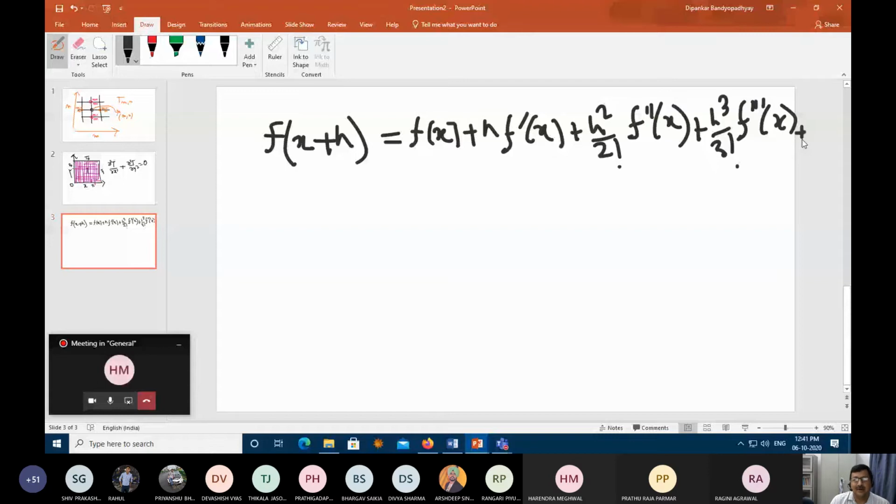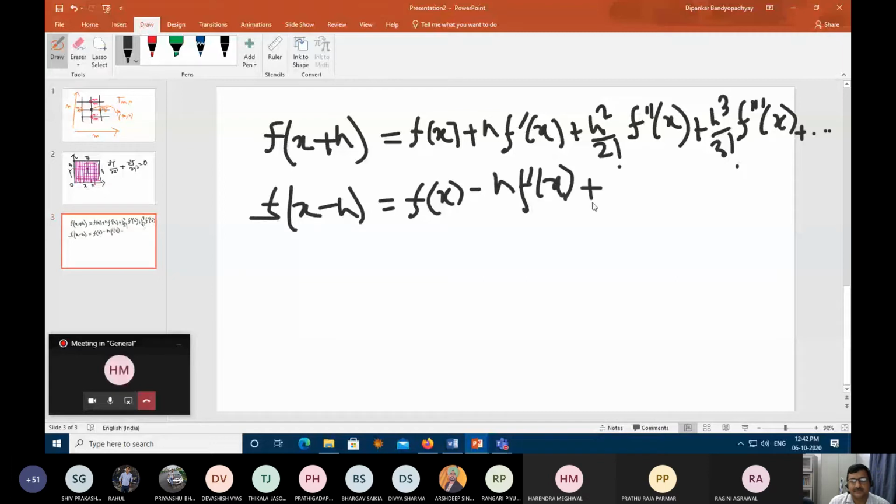Right? Now, if I write f of x minus h, how will it look? The same, but alternate. I will have minus h in the alternate terms. What is this series called? This series is called the Taylor series.